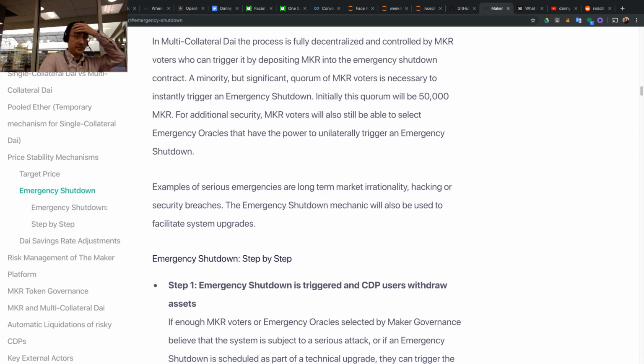Okay, wow, that's way off my head. Okay, Maker voters will also still be able to select emergency oracles that have the power to unilaterally trigger an emergency. Okay, I'm gonna drink first.